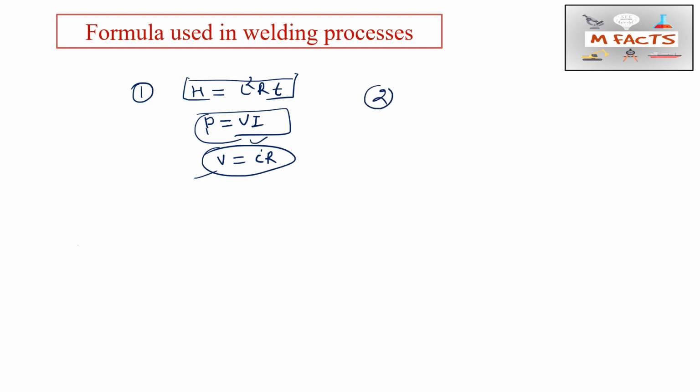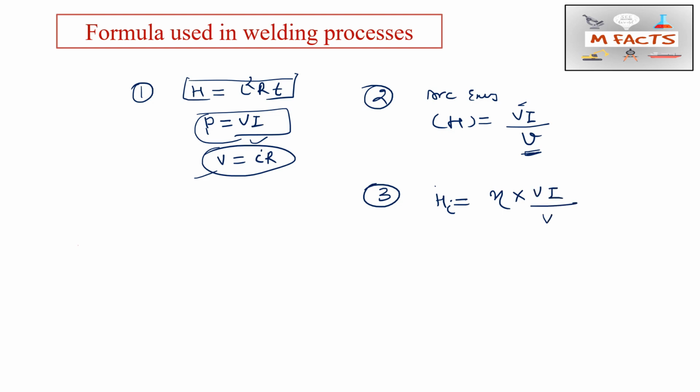And the second formula: arc energy H is equal to V I by v. Small v is welding speed, and capital V is voltage. I already told you in the previous slide. And this is heat input, H I is equal to eta, that is the efficiency of the welding process, times V I by v. Okay, so all the unit conversions I have told you, and we need to remember those things during the exam.